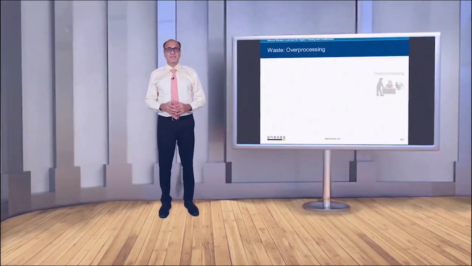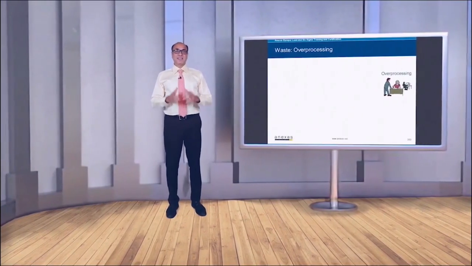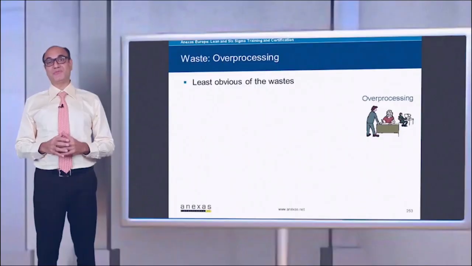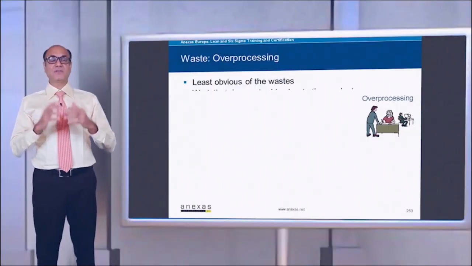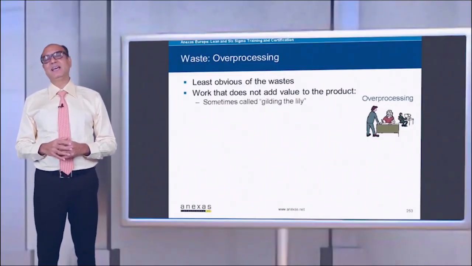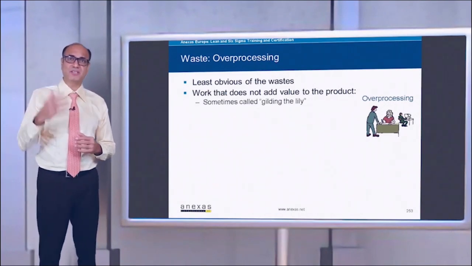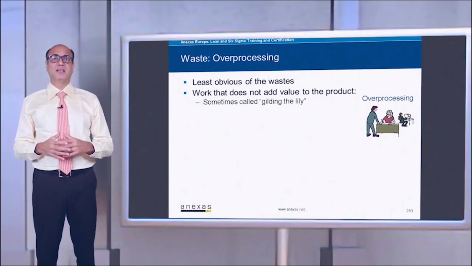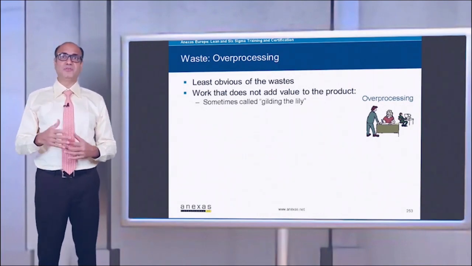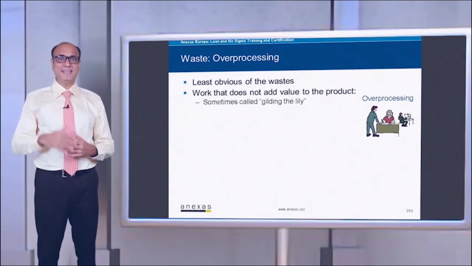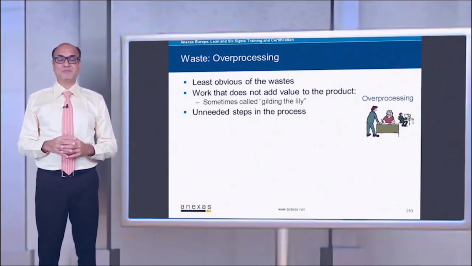The next waste is overprocessing. It is the least obvious of all the wastes. It is also referred to as gilding the lily, referring to Shakespeare's play where he says that there is no point in gold plating a lily because the lily is already beautiful, so no point in gold polishing a lily. It refers to the unneeded steps in the process.